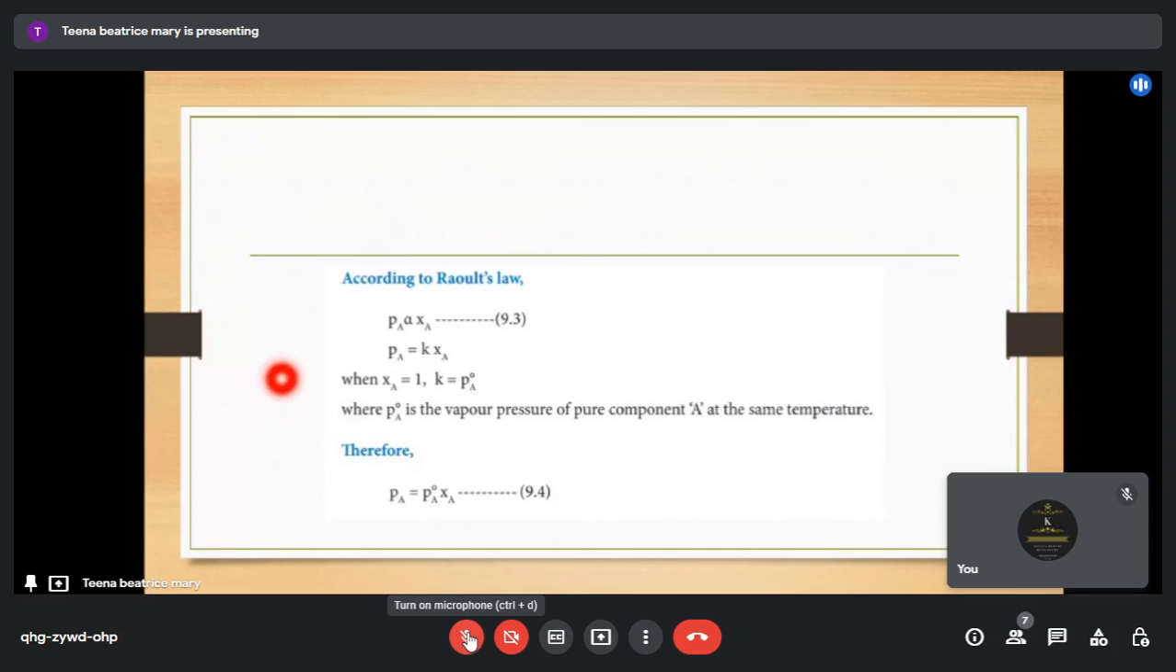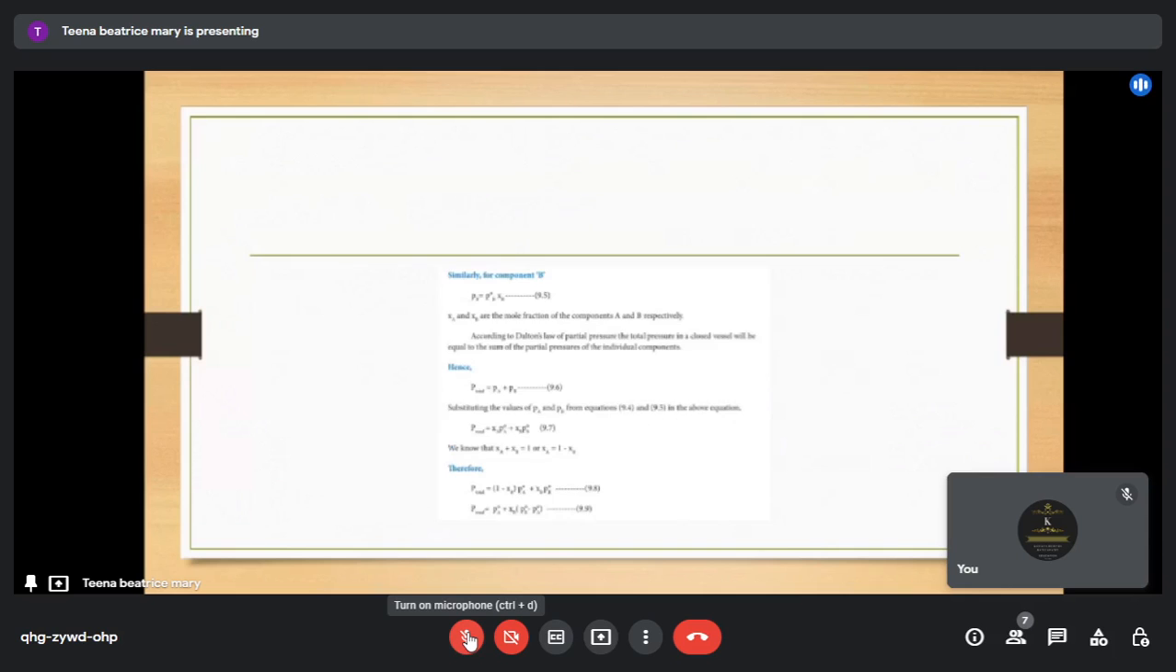So here we are going to substitute. It is just a substitution that we are going to see here. So PA value becomes K XA. So K is equal to P naught A, that constant is equal to P naught A. So then PA, if you substitute, becomes P naught A XA. Here XA is equal to 1. So this is according to Raoult's law.